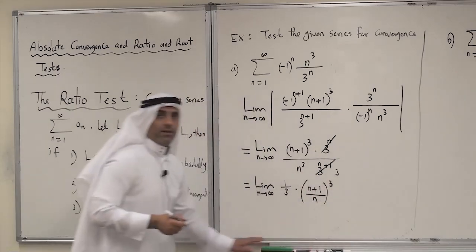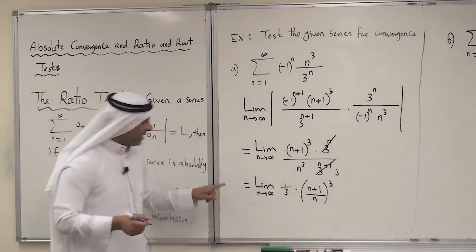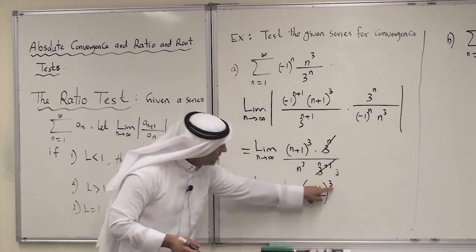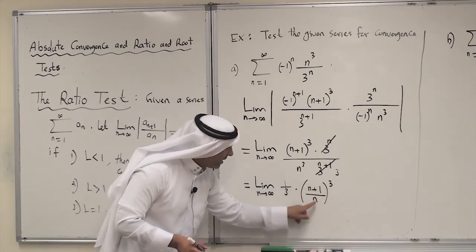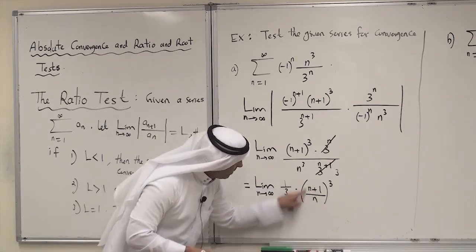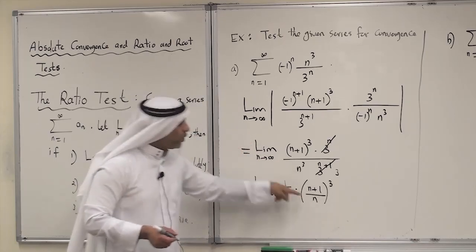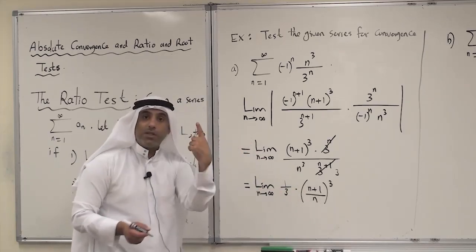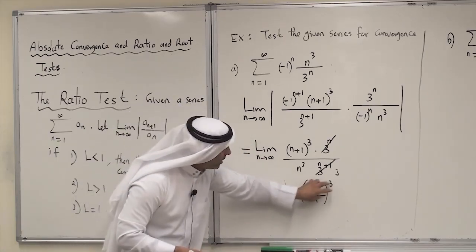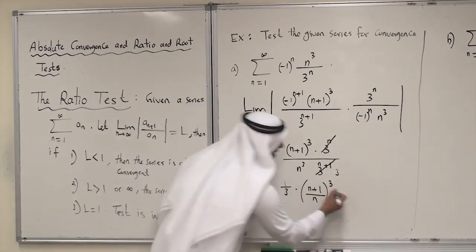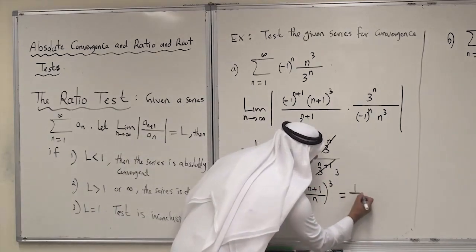Now look carefully at this expression here. As n goes to infinity, of course this is a continuous function, so I can go inside and evaluate. What is the limit of (n plus 1) over n as n goes to infinity? That's equal to 1. So the limit here is 1 to the power 3, which is 1. So the final answer is equal to 1 over 3.